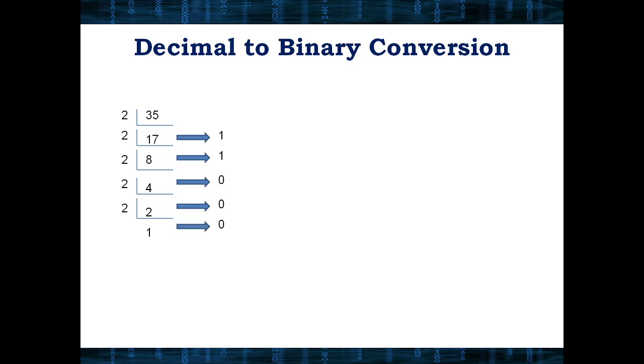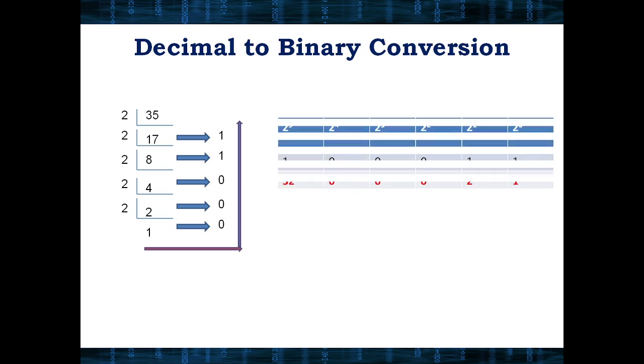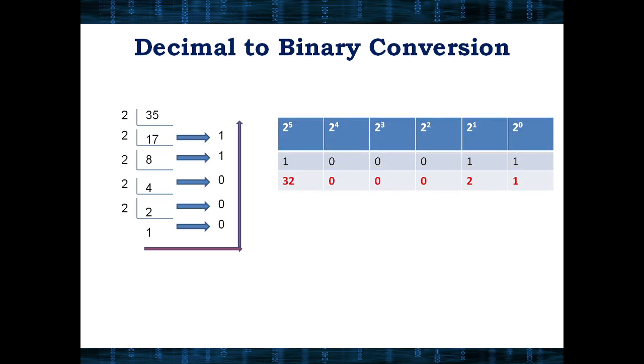Then you have to take these remainders along with the quotient 1. So your binary value becomes 1 0 0 0 1 1. You know how to represent a binary number, in the 2 to the power 0 format. So you have to take these values and write them from the MSB to LSB position. So this becomes your MSB, and from MSB to LSB direction you have to write. So this becomes your binary number, that is 1 0 0 0 1 1.